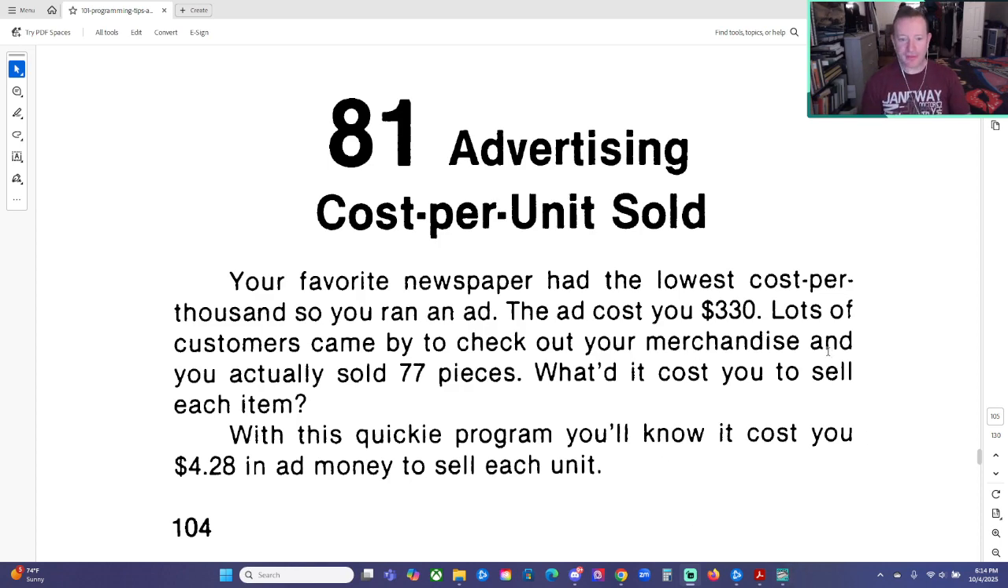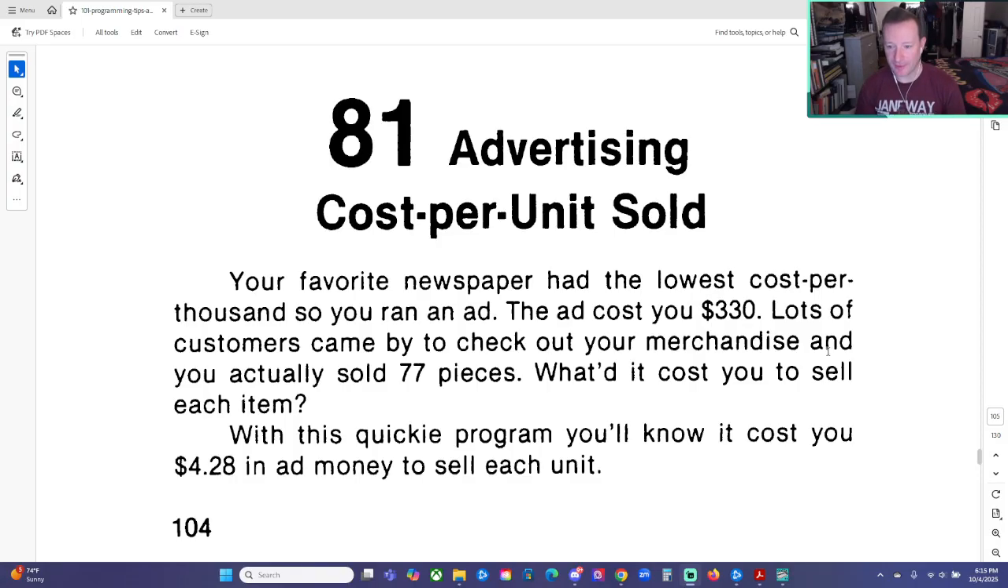I am working my way through all 101 programs from the old TI Basic programming book, 101 Programming Tips and Tricks for the Texas Instruments TI-99 4A Home Computer by Len Turner. I'm up to program number 81, which is Advertising Cost per Unit Sold. I'm going to read the brief program description, get into TI Basic and the Classic 99 emulator, which emulates a TI-99 4A on a modern PC, type the program in, run it, see what we can learn from it, and see what we can make it do. Without further ado, here is program number 81, Advertising Cost per Unit Sold.